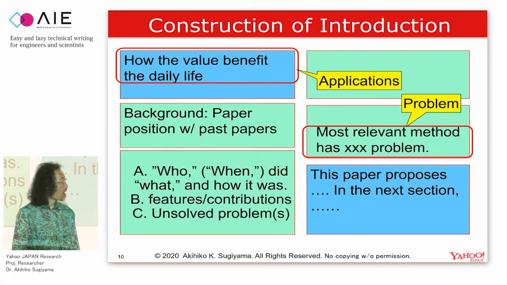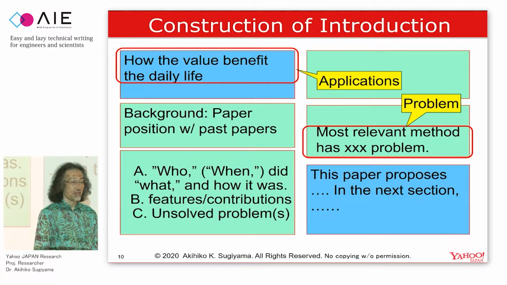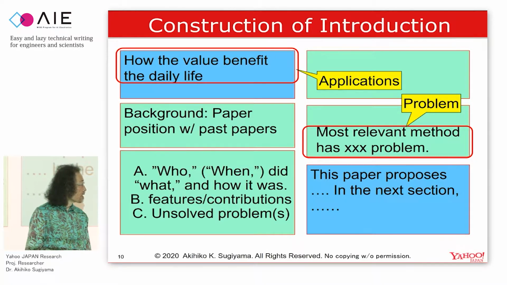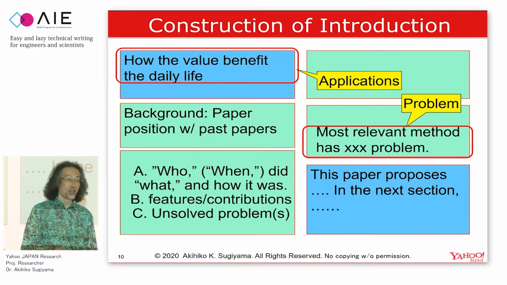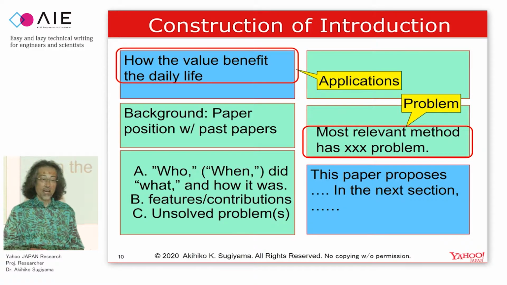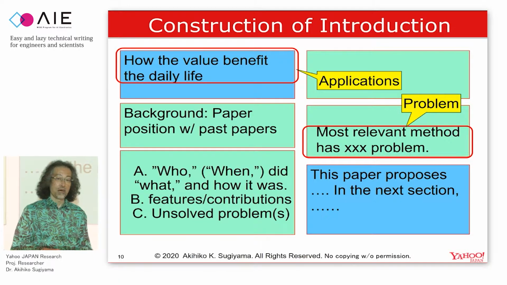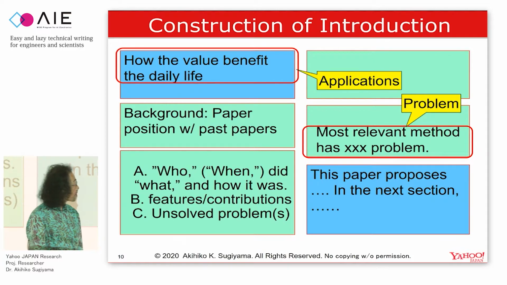Intermediate paragraphs are devoted to describing past research, relevant research, relevant reports, consisting of who, or sometimes when, did what, and how it was. Of course, it was good. It must have been good. However, any relevant conventional method, conventional research report, should have at least one problem. That's why you are performing your research. And that's what you are going to write in the paper.